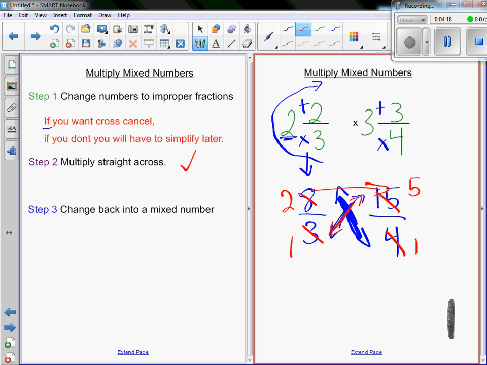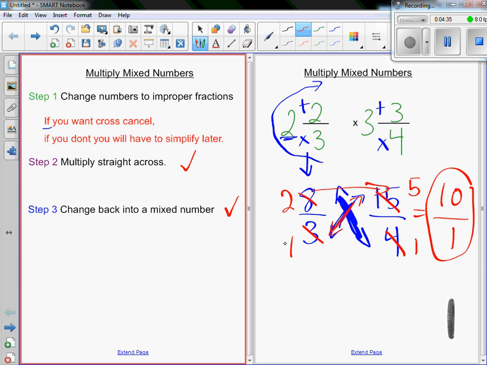2 times 5 is 10. 1 times 1 is 1. That gives me my answer in lowest terms. If I chose not to cross cancel, I would have to simplify this answer now. But because I did cross cancel, it's already in lowest terms.